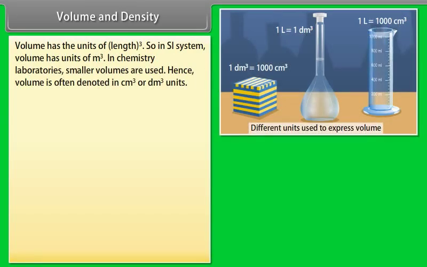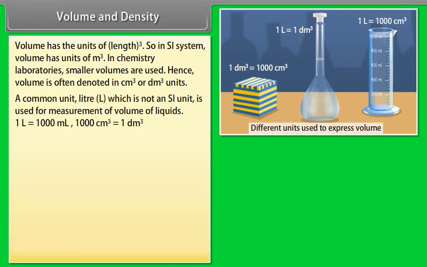Volume and density. Volume has the units of length raised to the power 3. So, in SI system, volume has units of meter cube. In chemistry laboratories, smaller volumes are used. Hence, volume is often denoted in centimeter cube or decimeter cube units. A common unit, liter, L, which is not an SI unit, is used for measurement of volume of liquids. 1 liter is equal to 1000 milliliter.